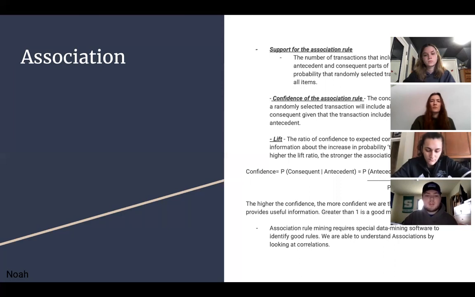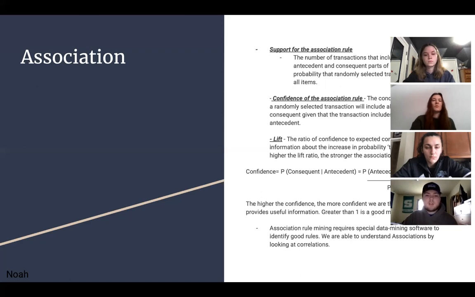Another measure of the strength of an association is lift. A lift is a ratio of confidence to expected confidence. Expected confidence is the number of transactions that include the consequent divided by the total number of transactions. It also assumes independence between the consequent and the antecedent. The lift gives information about the increase in probability of the then, which is the consequent, given the if, which is the antecedent part.